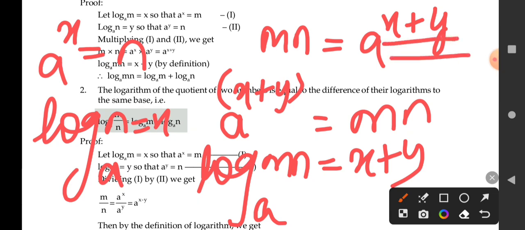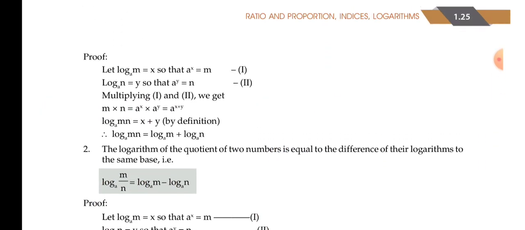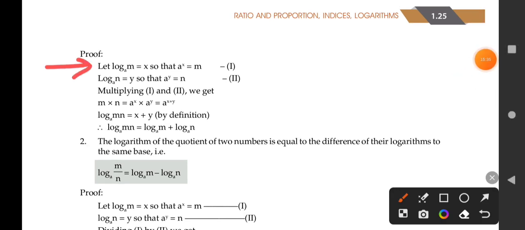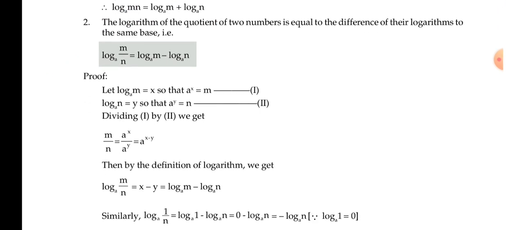And what were x and y? X and y were log m to the base a and log n to the base a. So substituting this again, you get this in the expanded form. I hope you understood the proof. However, you don't have to remember any proofs. You just have to remember the laws.